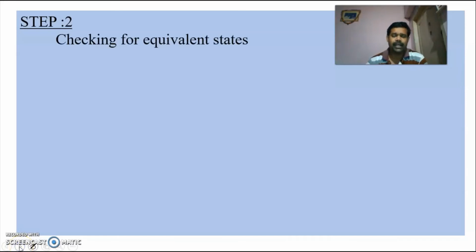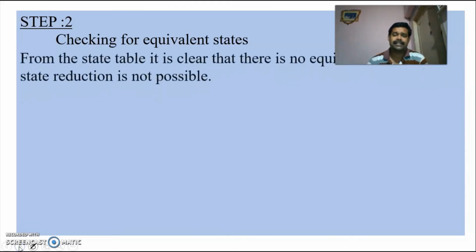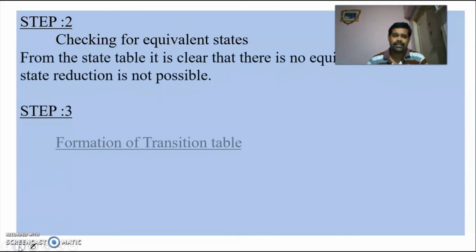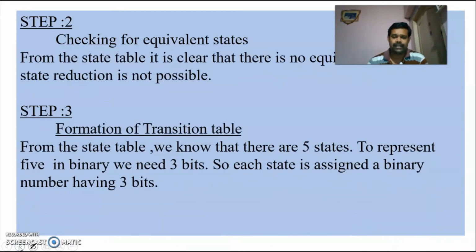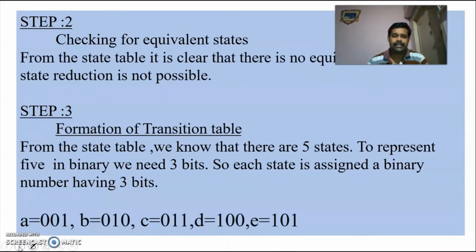So here your state table has 5 states in total. In order to represent 5 in binary, you need a minimum of three bits. So we are representing each state by 3 bits. I am taking A equal to 0 0 0, B equal to 0 1 0, C equal to 0 1 1, D equal to 1 0 0, and E equal to 1 0 1.